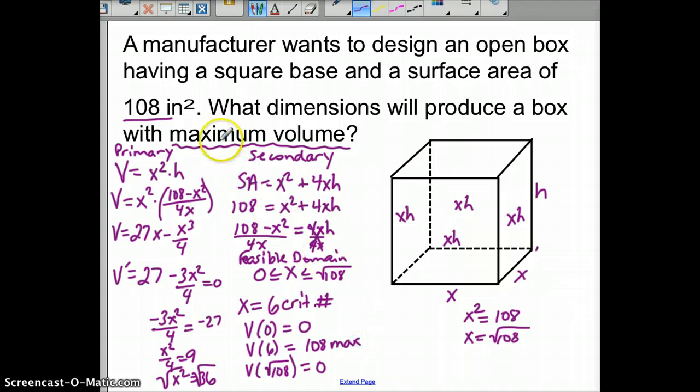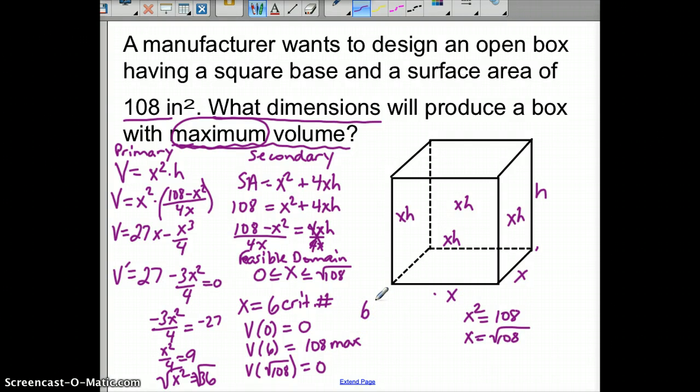Go back and reread the problem, make sure what we're looking for is maximum, so we're choosing the maximum. So the x value that gives us a maximum volume is 6. The question is asking for what dimensions will produce a box with maximum volume. So if you write 108 as your maximum, you've not answered the question. We want the dimensions. So it's a 6 by 6.